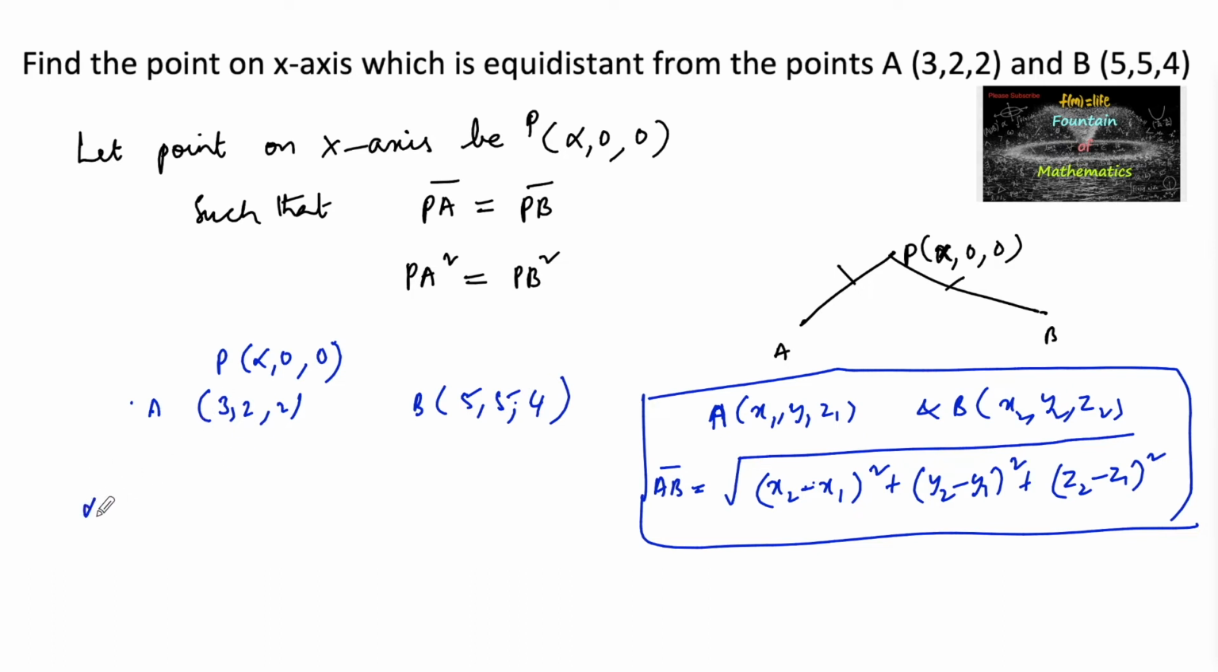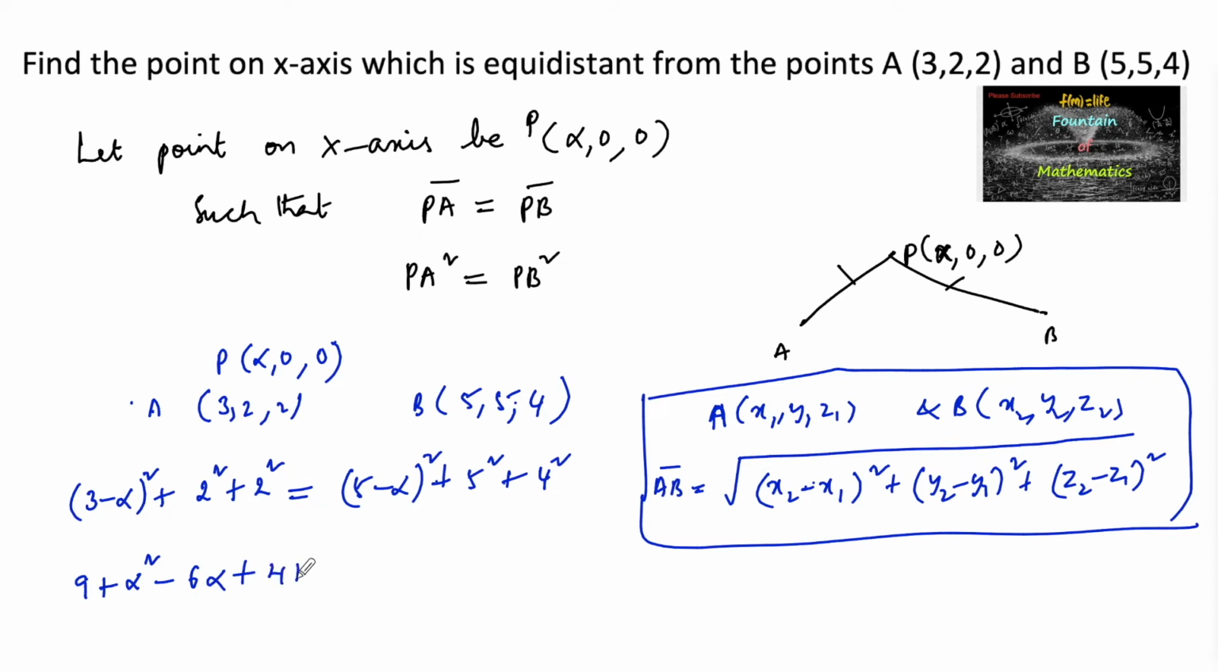So PA square is (3 minus alpha) whole square plus (2 minus 0), that is 2 square, plus (2 minus 0), that is 2 square, is equal to PB square, which is (5 minus alpha) whole square plus (5 minus 0) whole square, that is 5 square, plus (4 minus 0) whole square, that is 4 square. So we can simplify: 3 square is 9, plus alpha square minus 6 alpha, plus 4, is equal to 25 plus alpha square minus 10 alpha plus 25 plus 16.